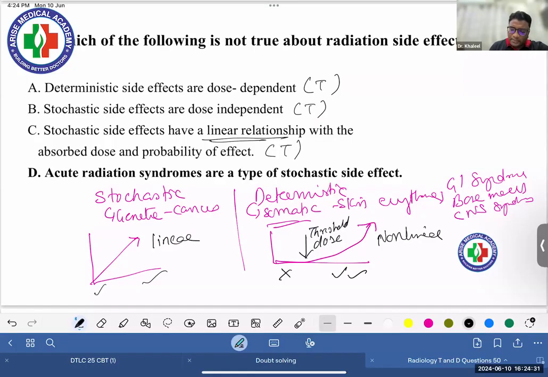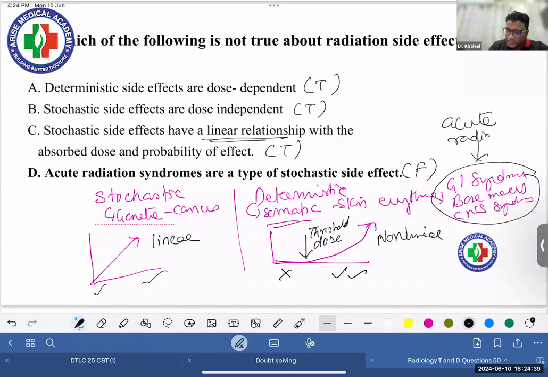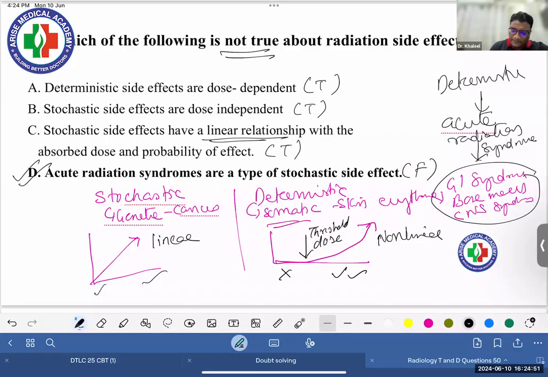Acute radiation syndromes, they are stochastic effects. This is a false statement. All the acute radiation syndromes are occurring on the somatic body. Acute radiation, GIT, bone marrow, CNS. All of these are on the body, right? So these are deterministic effects. So this is the false statement. He's asking you which is not true, so you have to go for this.